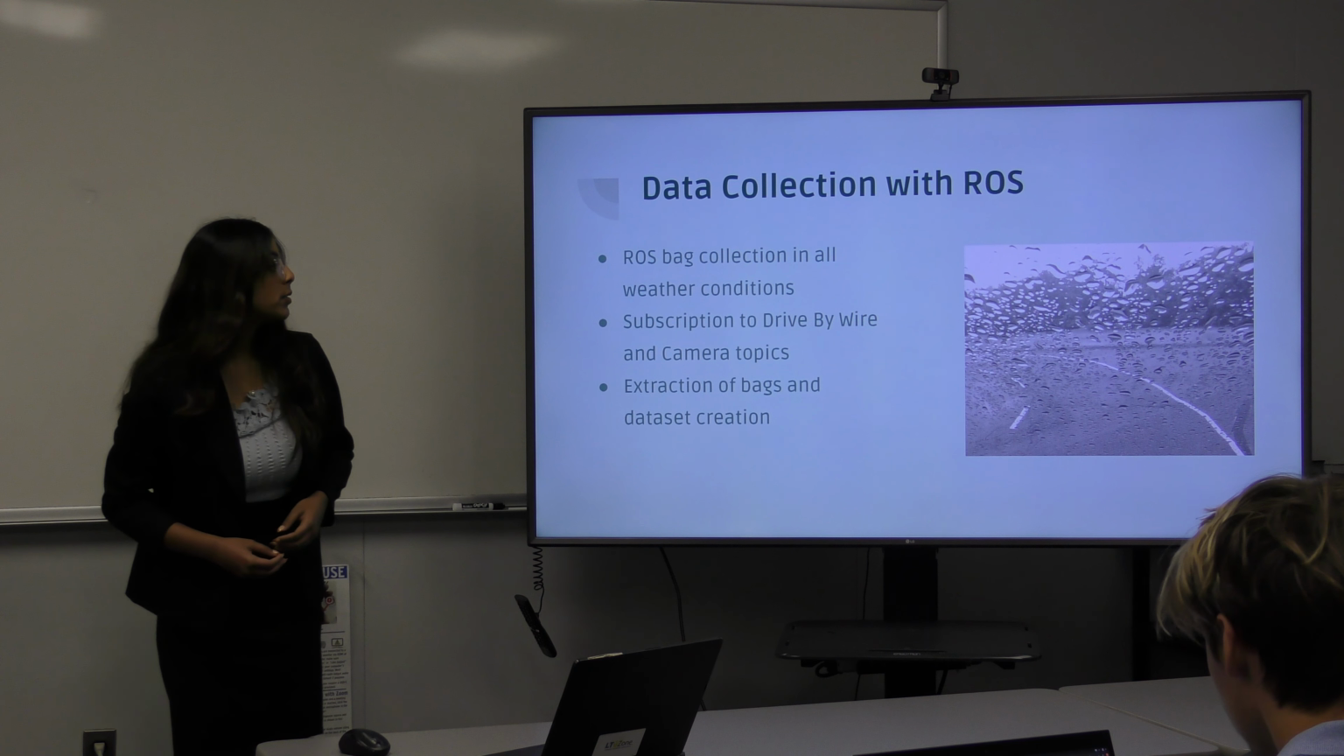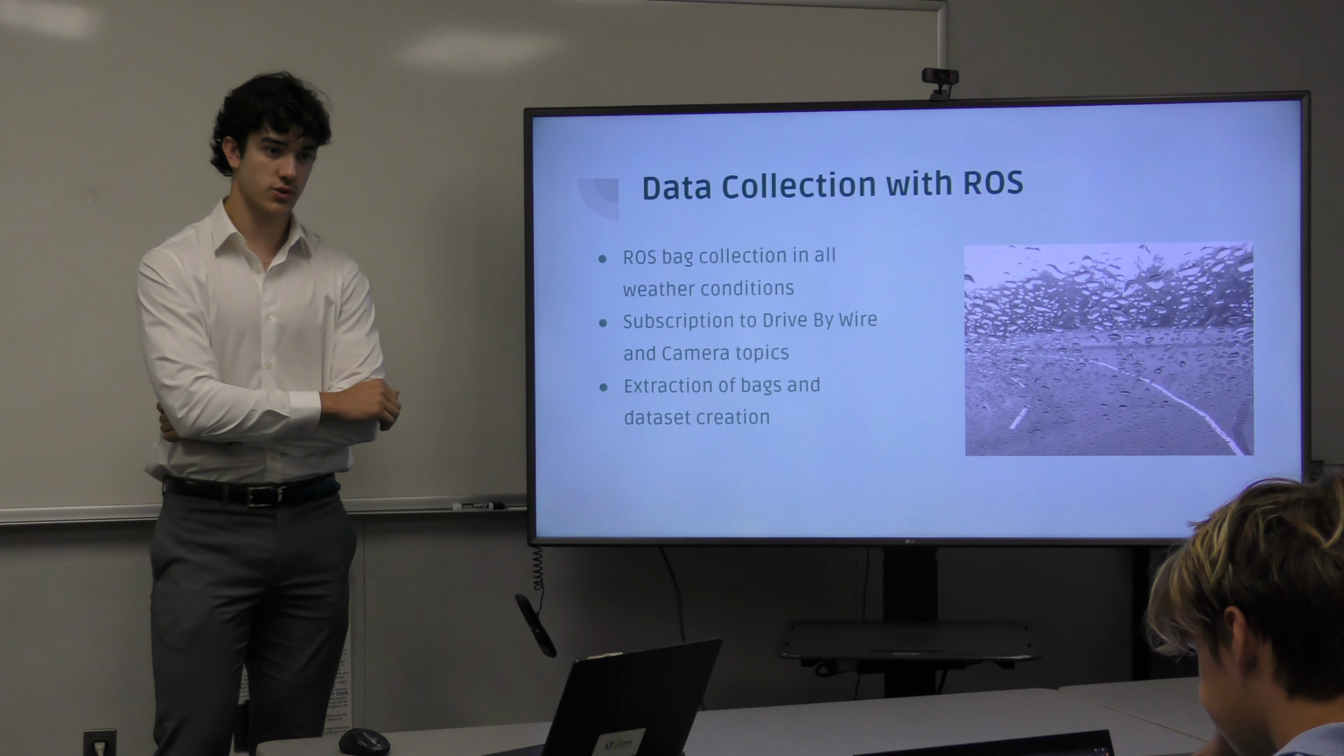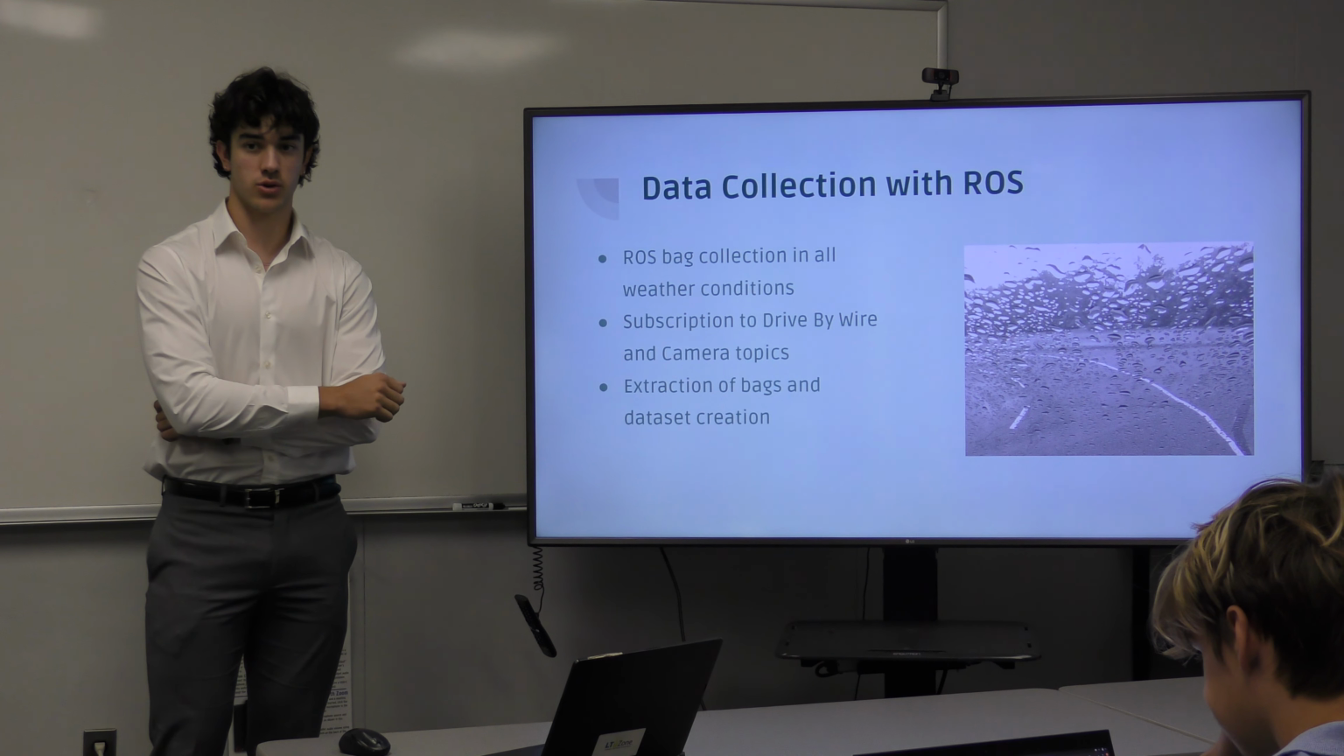And now Travis will talk about how we collected data for our model. So we spent a lot of time trying to get data from a bunch of different weather and lighting conditions. As you can see here, we have some rain data. We got this data by subscribing to the drive-by-wire system and the camera, and essentially trying to drive and model good turns and lane centering for the algorithm to follow. Then we used the APIs that Shelby mentioned previously to make the data set and feed this data into our models.